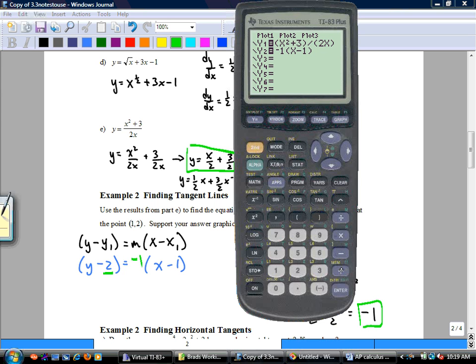Take the 2 over to the other side. Okay, window. So window, I don't know, I'll use zoom 6. So there's the function at the point 1, 2. So we should see the curve just touching at the point 1, 2, does it? It's tangent there then. So that tells you the exact equation of the line that touches the curve at the point that you're interested in.